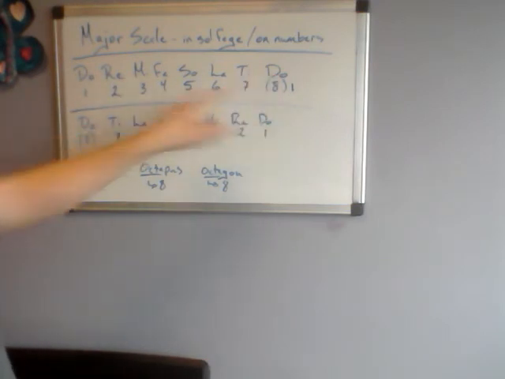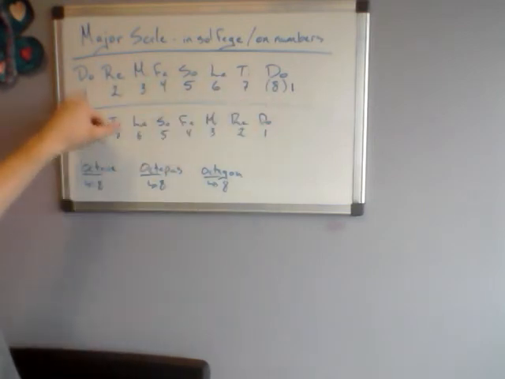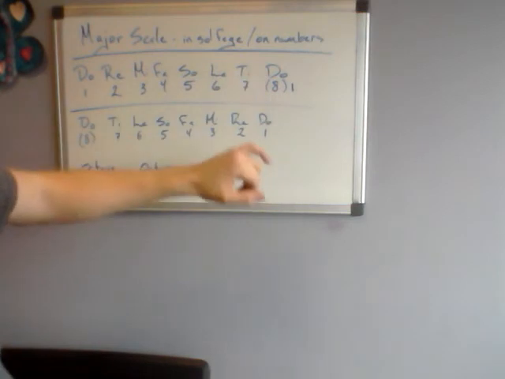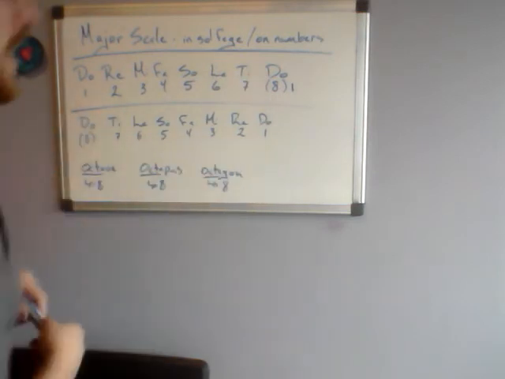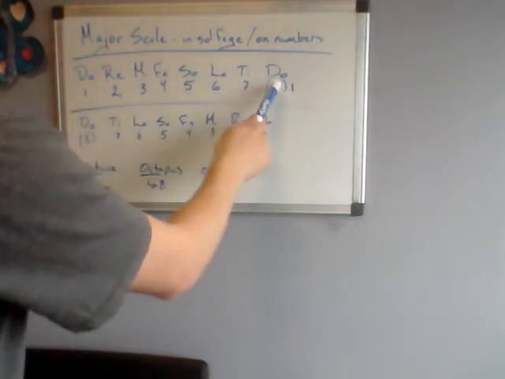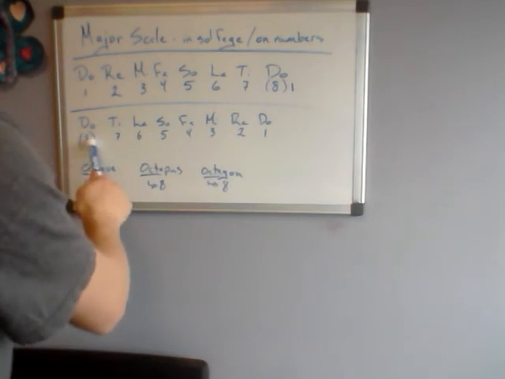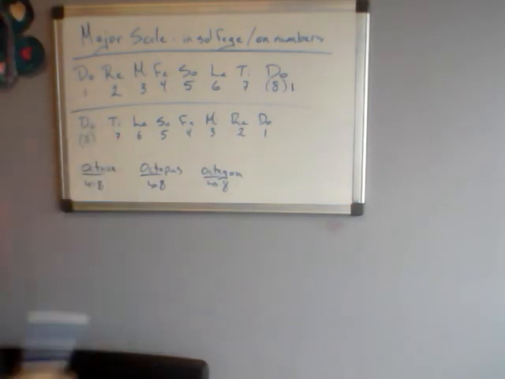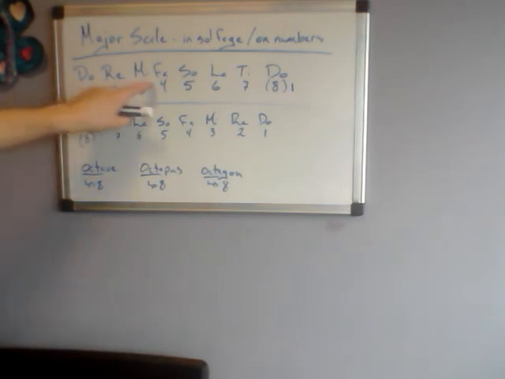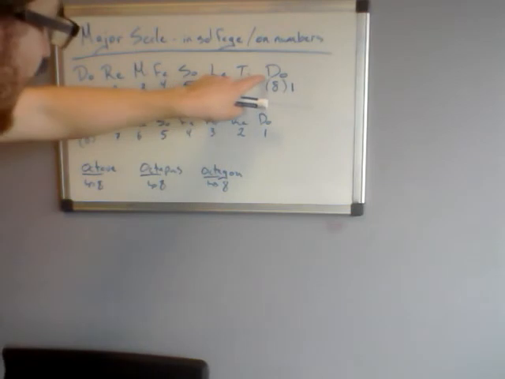But if we sing it in numbers, we can specify which do it is by either saying one for the low one or eight for the high one. So if we're going to sing this as a scale, we're going to sing all the way up to eight, but we're not going to sing eight again. We're going to go right back to seven. So it'll sound like this. Do, re, mi, fa, sol, la, ti, do.